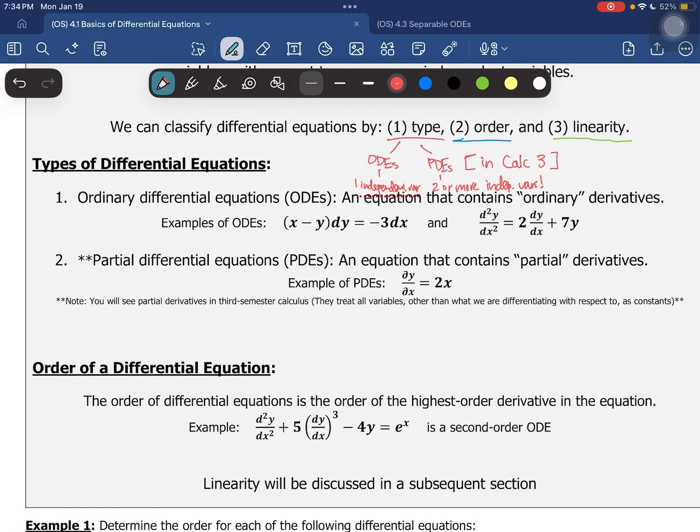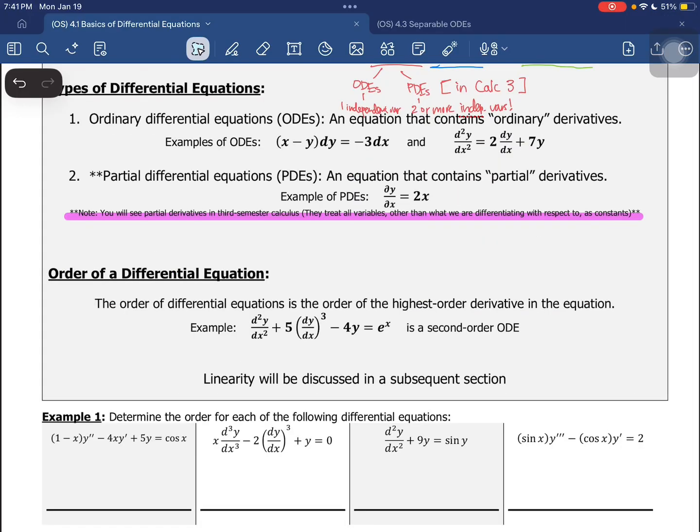So we've covered types, and this little footnote down here is just saying that you will see partial derivatives being covered in Calc 3. They treat all variables other than what we are differentiating with respect to as constants.